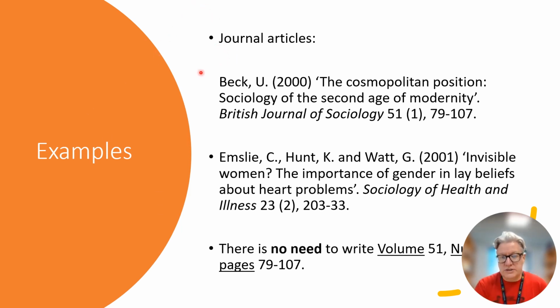Now, journal articles are slightly different because, as I said, we italicize the title of the journal rather than the title of the paper. So here's an example of a journal article citation. We have a family name, initial, so Ulrich Beck, 2000, date. We have the title of the journal article in quotation marks. And then we have the journal itself in italics. Then we have the volume number, the issue number, et cetera, et cetera.